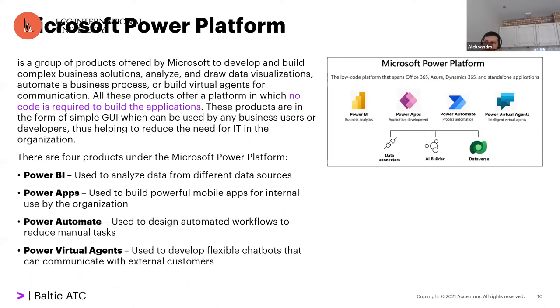As mentioned before, Power BI is used to analyze and visualize data from different data sources. Then Power Apps are used to build powerful mobile apps for internal use by the organization. And there are actually three types of Power Apps: Canvas apps, model-driven apps, and portal apps. If you are interested in more about Power Apps, then you could browse it on the internet.